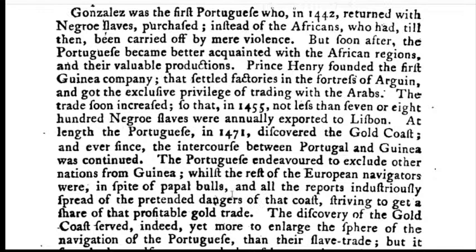Okay, it says at length in 1471, the Portuguese discovered the Gold Coast. They didn't really discover it because there were already people there, you know what I'm saying? But to them, they discovered it. It trips me out when they say discovered and there's already people there. You didn't discover anything. You came across someplace that was already discovered. There was already people living there. But I digress. That's what it wrote here. It says in 1471 discovered the Gold Coast, and ever since the intercourse between Portugal and Guinea were continued.